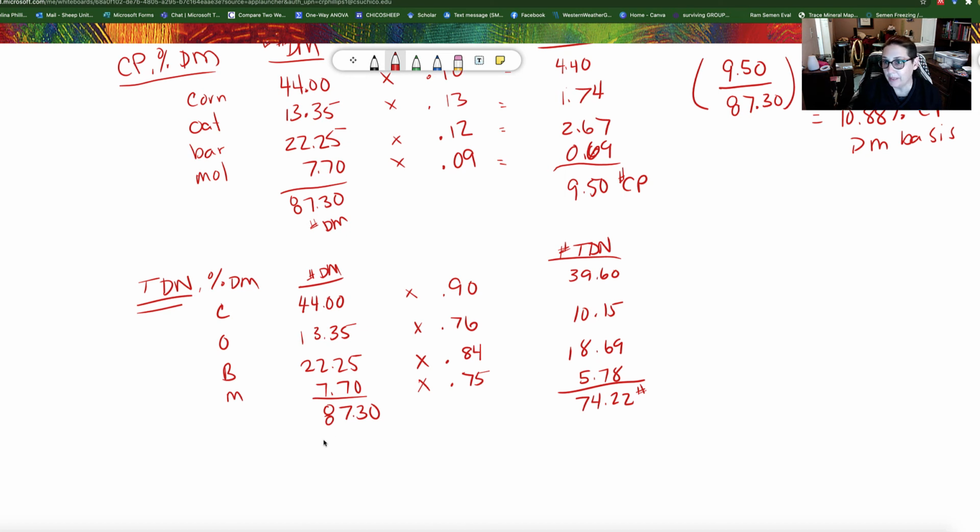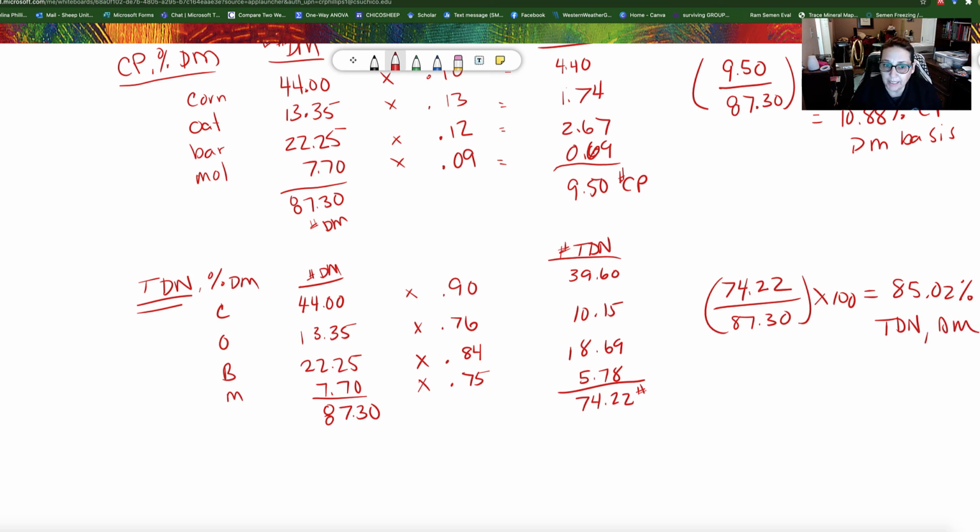So now we can calculate the percentage just like we did the protein, by putting the part, in this case 74.22, over the whole, 87.3, times 100, to give us 85.02% TDN on a dry matter basis. So not too bad, and we're getting a good average.